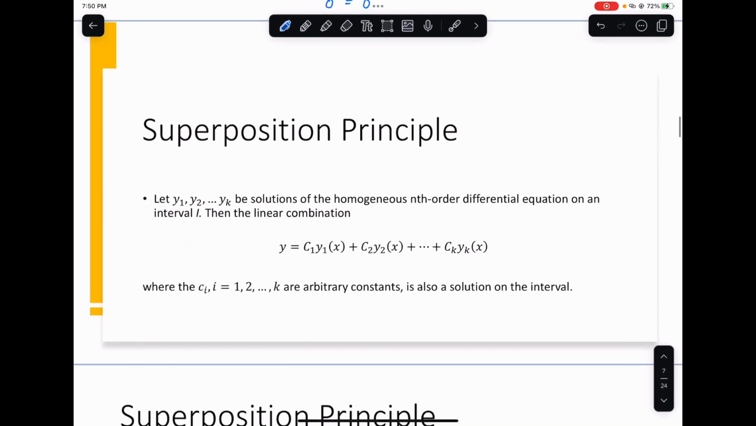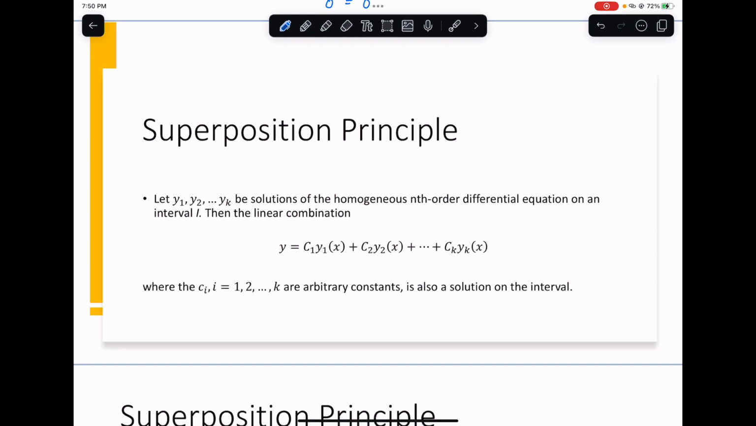Next, we have the superposition principle. In a first order differential equation, if you had noticed, we only have a single solution. So we only have a single solution for a first order differential equation.